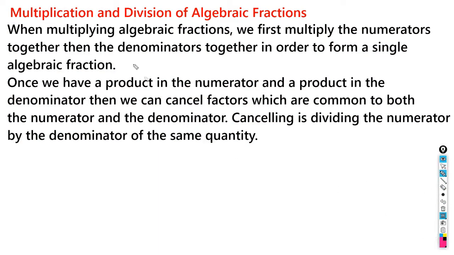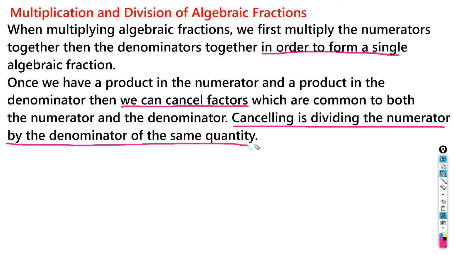Cool. And it says when multiplying algebraic fractions, we first multiply the numerators together, then the denominators together in order to form a single algebraic fraction. Once we have a product in the numerator and a product in the denominator, we can cancel factors which are common to both the numerator and the denominator. Canceling is dividing the numerator by the denominator of the same quantity. Alright? Cool. So let me give you an example here.